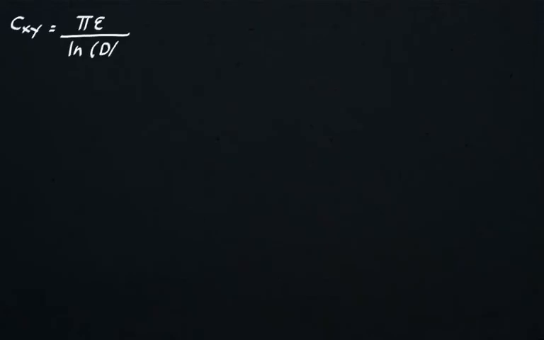It's pi epsilon over ln of D over r. And please take note that it is in farad per meter. So now, let's have D as 5 feet and our r as what? That's the question, no? I think it is not stated there. It's not given in our problem statement. Now, where do we get r?